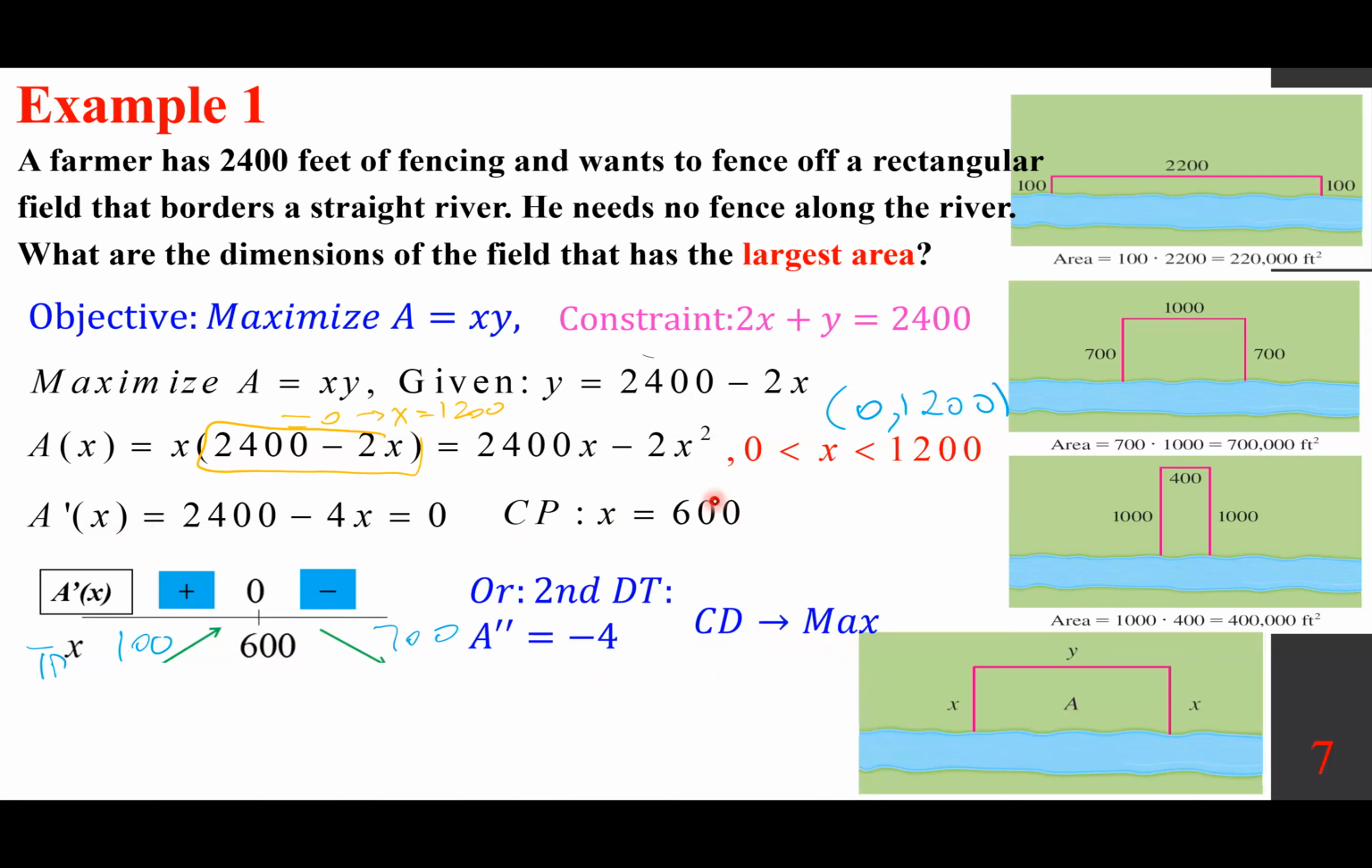So the maximum occurs at x equals 600. Now you want the dimensions: put it into this equation to find the missing y, and put it into this equation to find the area. So y becomes 1,200 feet, and the area is the product of 600 and 1,200, and that's 720,000 square feet.